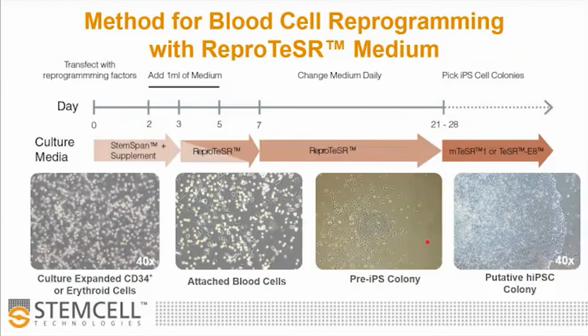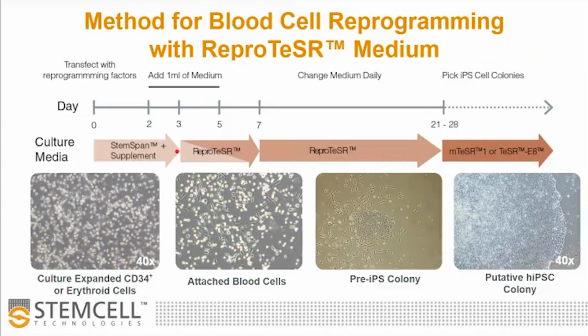Okay, so what exactly does the blood reprogramming workflow look like? Well, like I said, you would take those cells on day 0, transfect them with episomal vectors. This is after they have been expanded for 7 days in STEMSpan medium. You would place them back into STEMSpan medium with the appropriate supplement. Keep them there for 3 days.